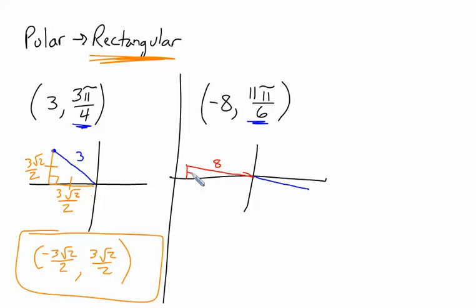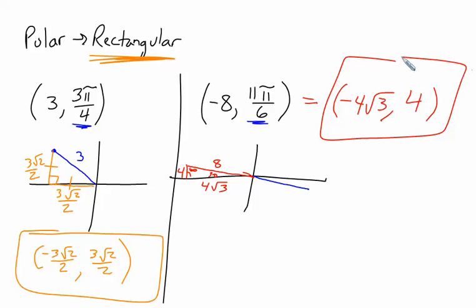This is going to give us our triangle where we have a 30, we have a 60, we have a 90, because 11 pi over 6 yields a 30, 60, 90 triangle. Half of the hypotenuse is the short leg, multiply by radical 3 to get the long leg. We're going to the left 4 radical 3, and we're going up 4. Now there's only one way to represent a point in rectangular coordinates, so it's not as if we have multiple options.